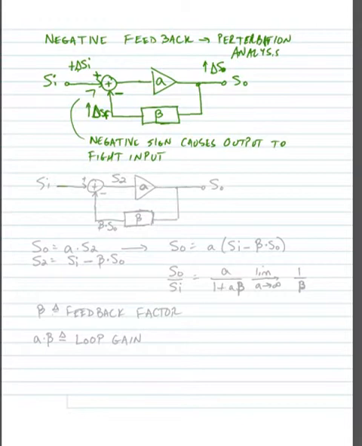Alright, so let's calculate the gain of our system. Let's look again at our feedback system, and I'll draw it really quickly. Same system that we were just looking at. We know that the input to the amplifier we're going to label as S2, and the output of this beta block is going to equal beta times S out. So we know that S out is equal to A times S2, and we know that S2 is equal to S_I, the input, minus beta times S out.